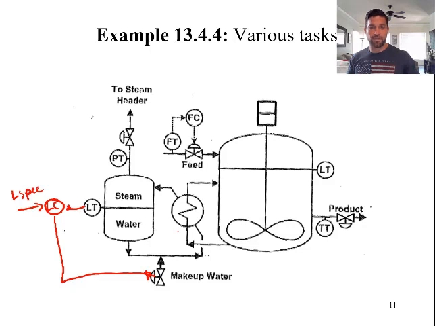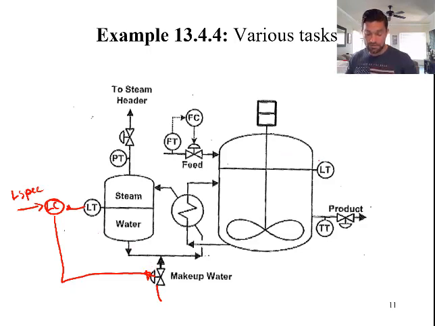I didn't say this already, but what you can do as we work through this problem is for each loop that I discuss, pause the video and set up the loop and then come back to visit me. Okay, but we already did the first loop. This one's pretty easy, so I think you got this one. Control the level by controlling the flow of makeup water. Okay, as the level decreases, we send more water into the system.